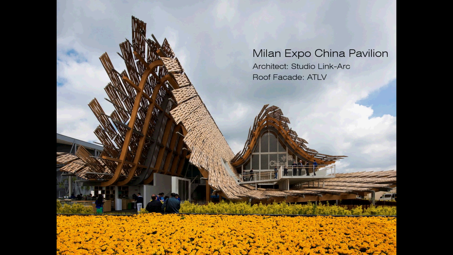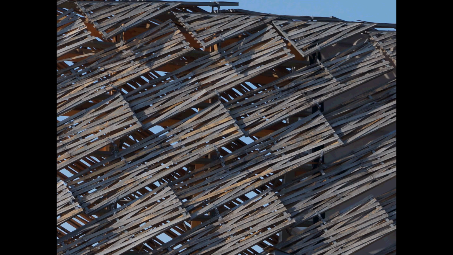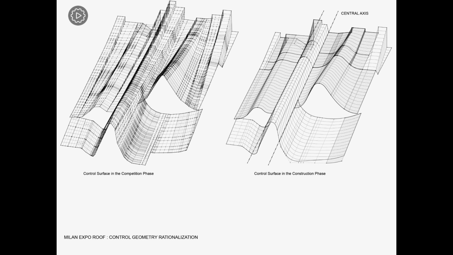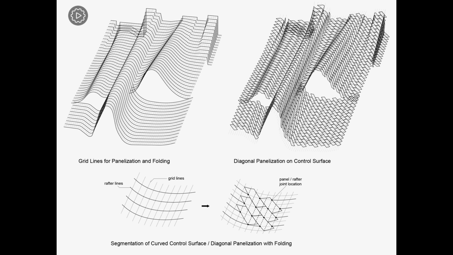This project is the Milan Expo China Pavilion in 2015. The architect was Studio Link-Arc, and I worked on the roof facade, which was made out of woven bamboo panels mounted on a steel frame. I joined the project from the competition phase. In the competition phase, everything is rushed in production, so the geometry wasn't necessarily clean. But later, after we won the competition, I rationalized the geometry to have certain geometric efficiency, which is trying to maximize straight lines and flat planes, and arcs instead of free-form curves.